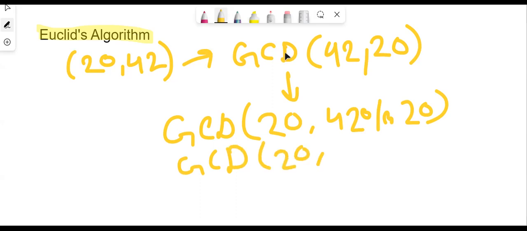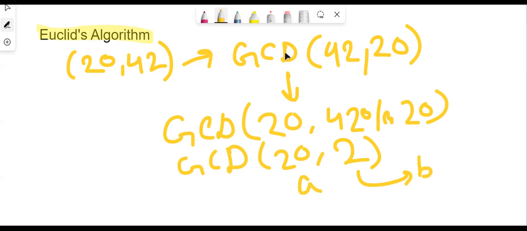It will become GCD of mod. Mod means, what is the remainder? So it will stay 2, right? It is going to stay 2. Now this is the B part and this is the A part.